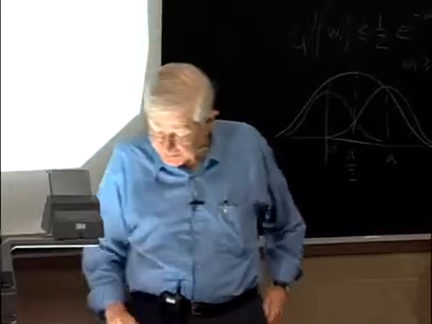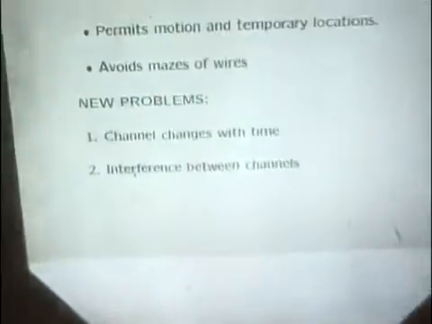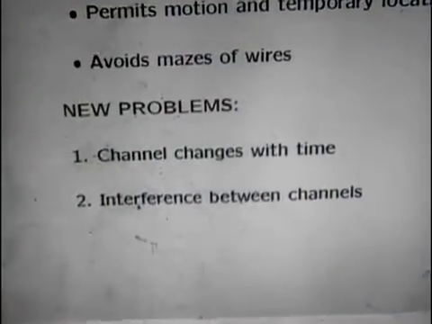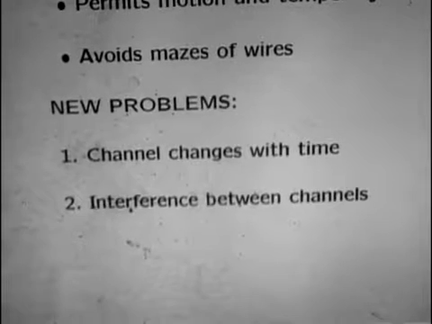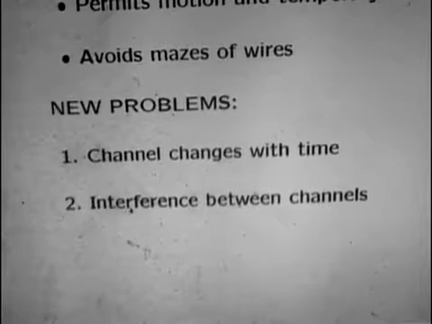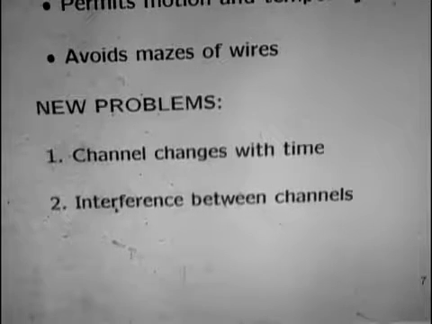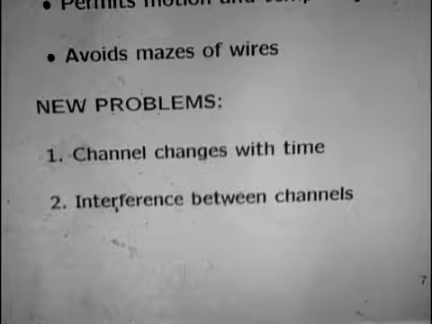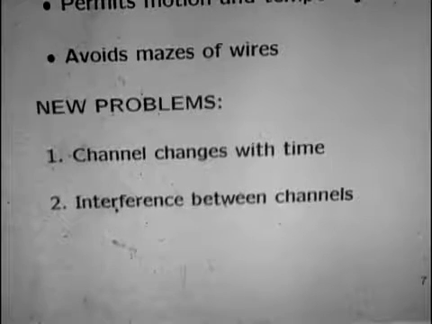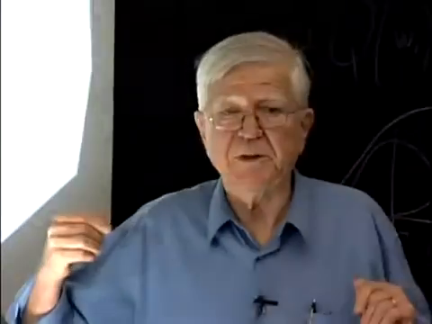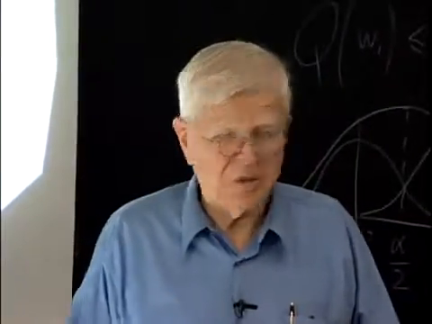Okay, but the new problem is that the channel, in fact, changes with time. It's very different from one time to another. And you've got a lot of interference between channels. In other words, when you're dealing with wireless, you cannot think of just one transmitter and one receiver anymore. You really have to think about what all the other transmitters are doing and what all the other receivers are doing.